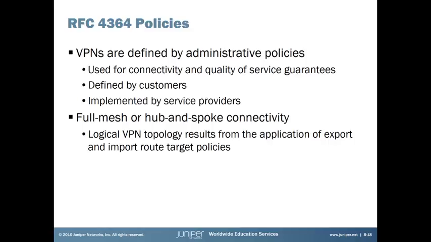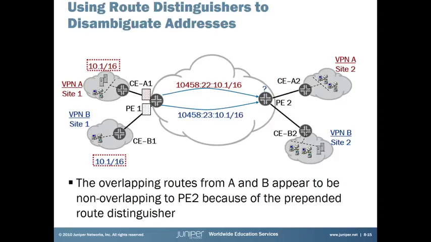Okay, so the logical VPN topology results from the application of export and import route targets. Go back to the previous slide. We may have lots of different routes. Let's just say we've got customer red and customer blue advertising these routes between the PE routers. How does the PE router know to put customer red's routes into customer red's VRF and customer blue's routes into customer blue's VRF? We don't want to get them mixed up, do we? No, that would be bad.